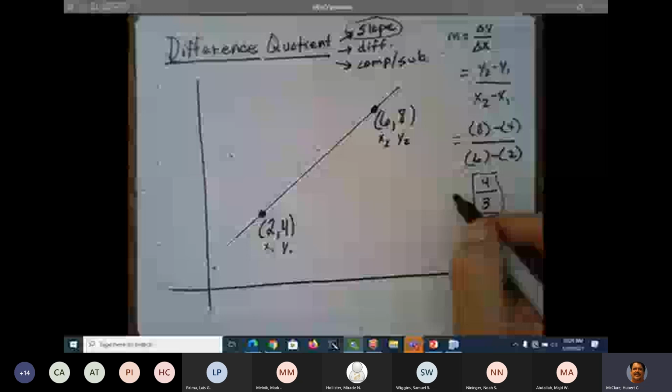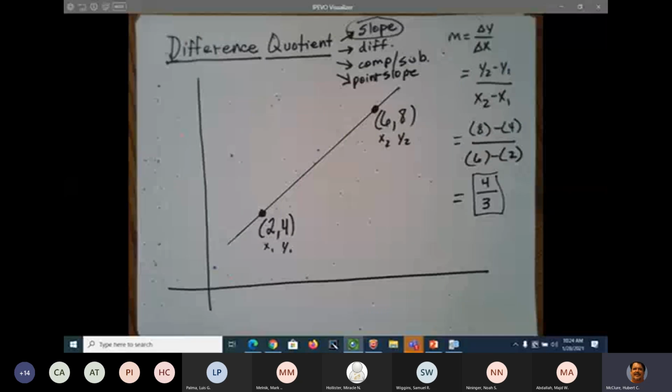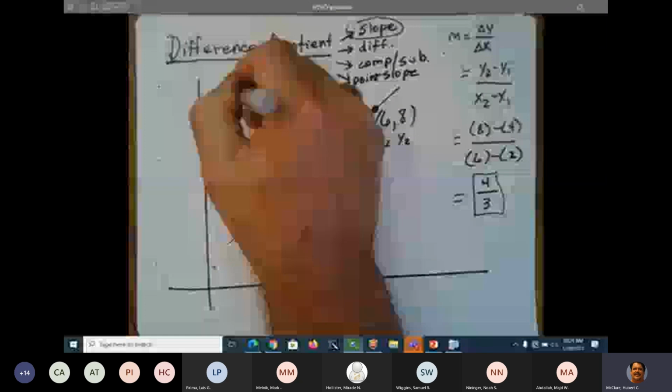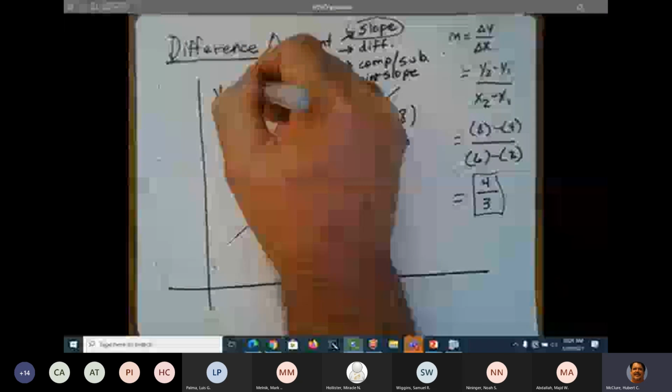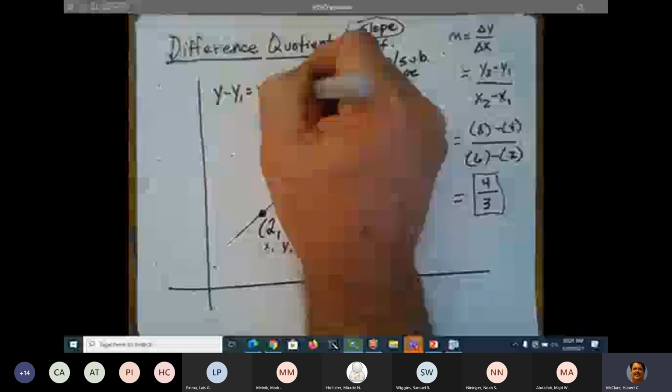Now the point slope equation is y minus y sub 1 equals m times x minus x sub 1. Wait, sorry. I think your math's wrong. That's the point slope equation, so you need to write that down. I'm sorry, say it again. Your math might be wrong.